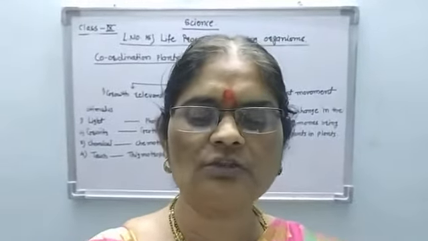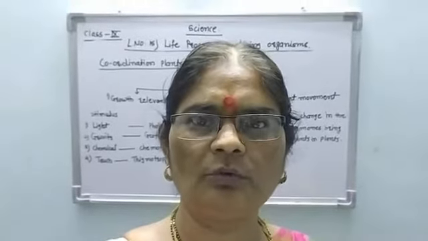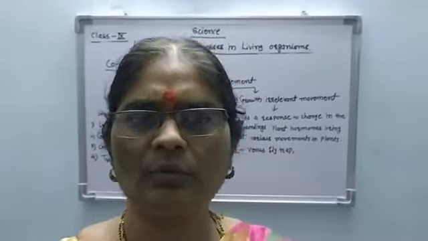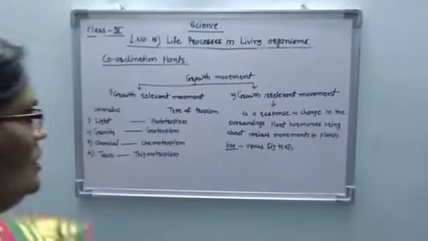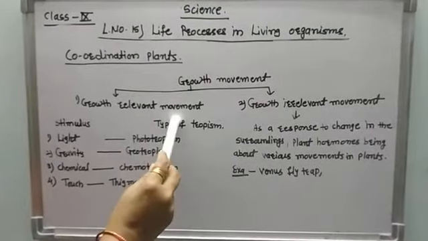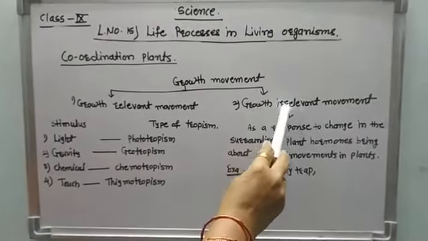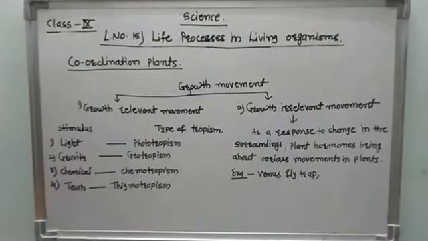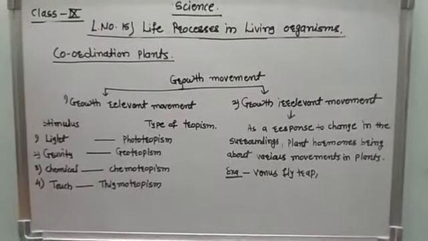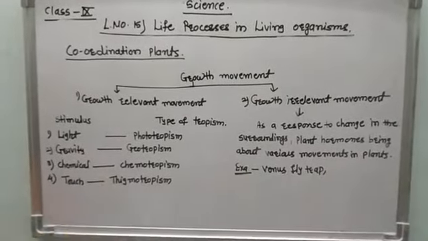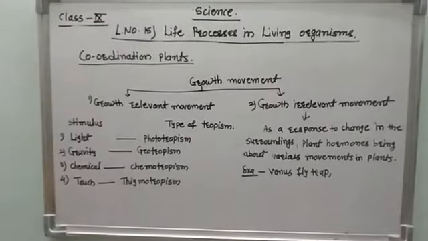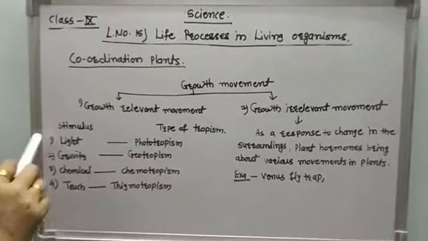And in the case of movement, how the growth movement in the plant body takes place, on that basis there are two types of growth movement. The first is growth relevant movement and the other is growth irrelevant movement. Growth relevant movement is one type of tropic movement, meaning how plants show a response to their stimuli. And on the basis of stimuli, it is classified into four types.